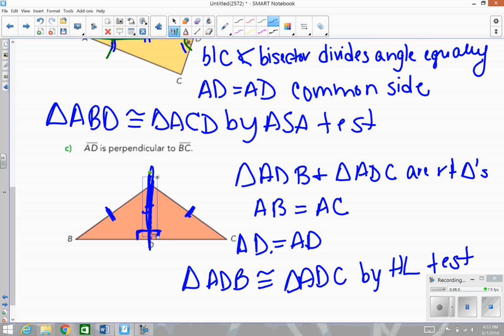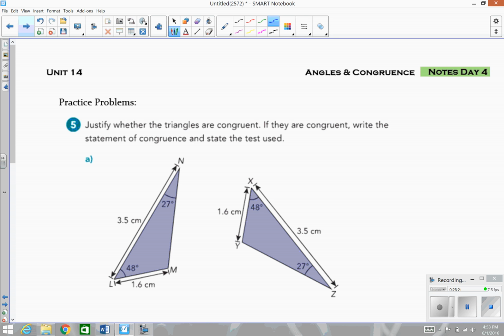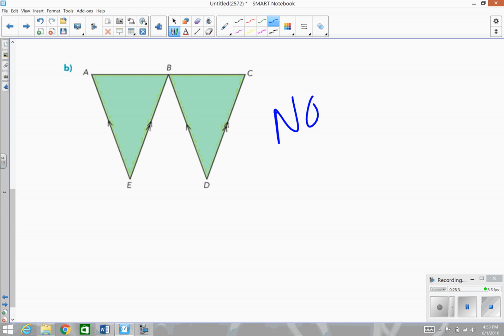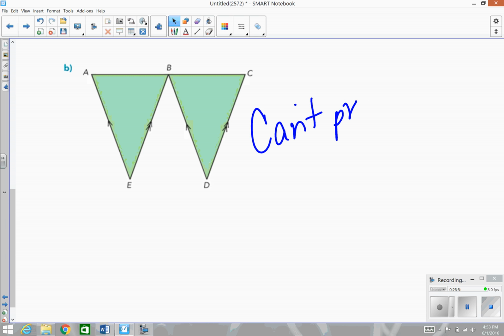On the next page, we were going to do some practice. I'm not going to torture you by making you do that, but you should know that this one here, you can do side, angle, side. And then this one down here is not, actually I shouldn't say that. We can't prove that they are congruent. There's not enough information to prove one of those tests, so it doesn't work.